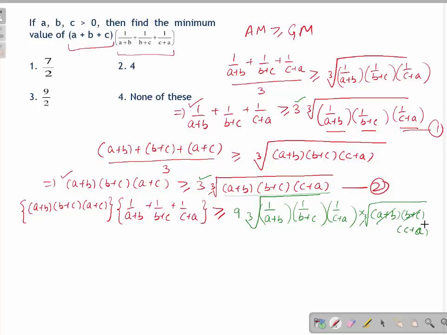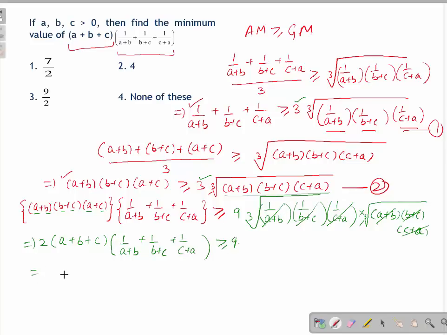Now these three terms will cancel out with these three terms, and what is left behind is A plus A is 2 times A, B plus B is 2 times B, and C plus C is 2 times C. So we get 2 times (A plus B plus C) into (1 upon A plus B plus 1 upon B plus C plus 1 upon C plus A) greater than or equal to 9.